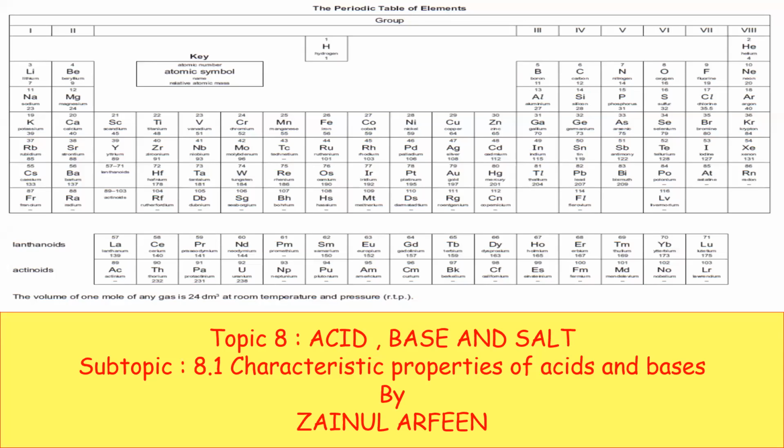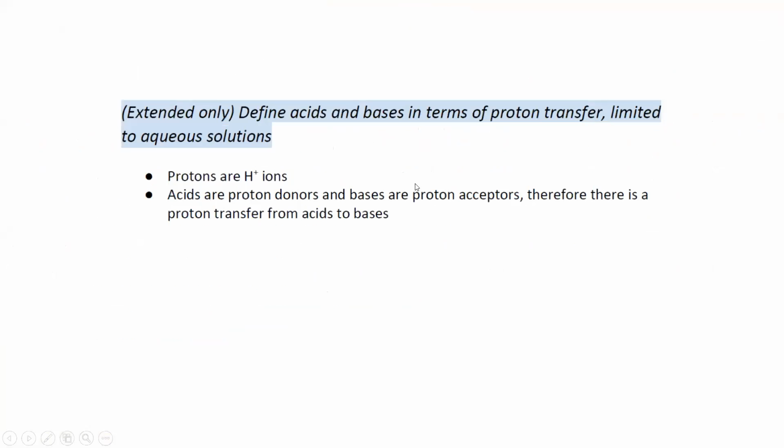Topic 8 is about acid, base, and salt, and it includes the characteristic properties of the acid and the base. We already discussed what acids are. Acids are proton donors, meaning any substance which donates a proton, we call an acid. For example, HCl gives H plus and Cl minus. Because it is donating a proton, we call it an acid.